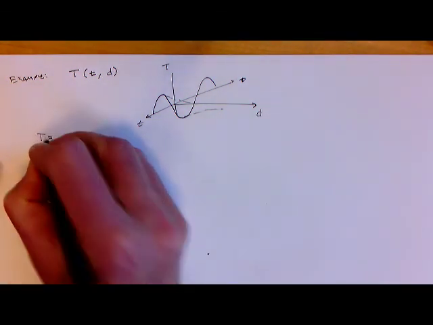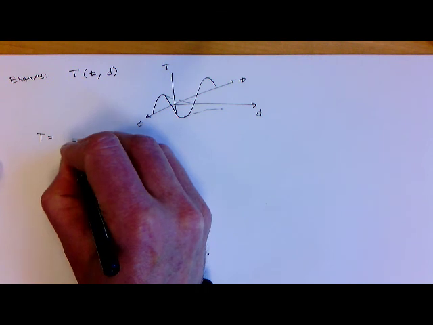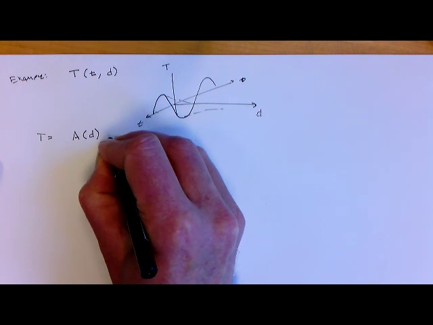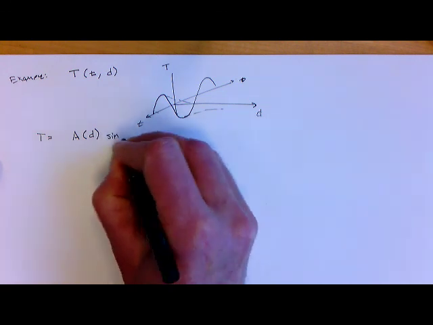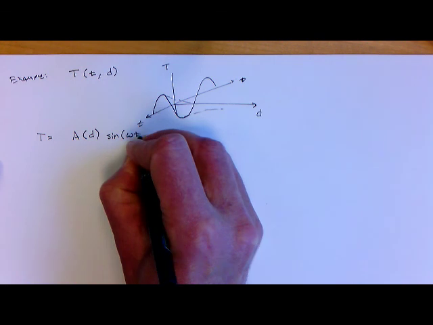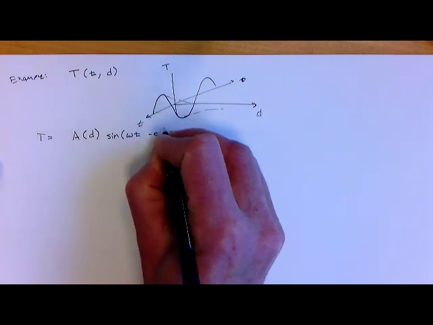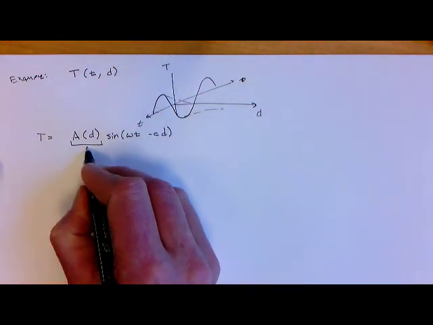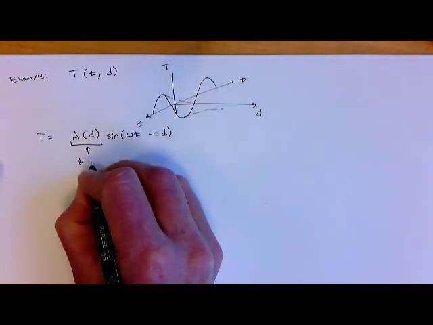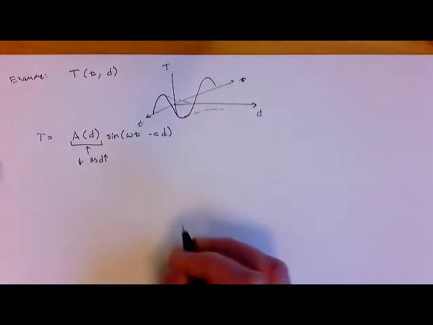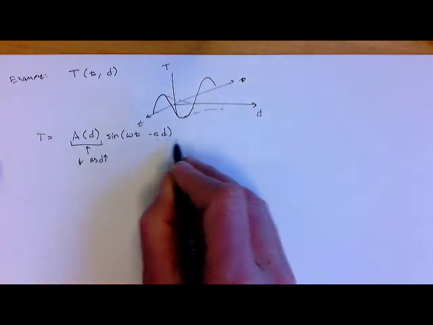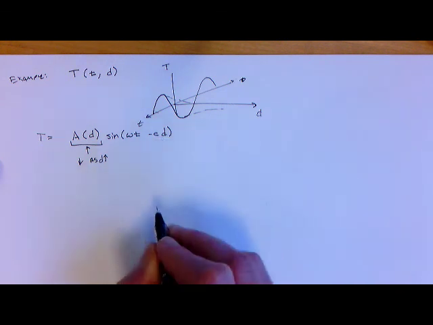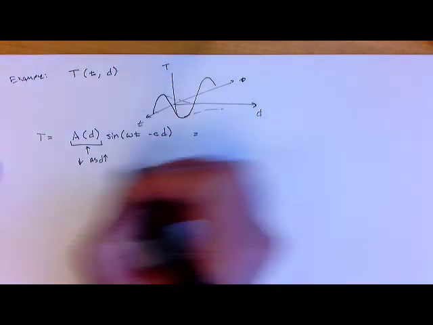So I'm going to propose a function that says my temperature is an amplitude that depends on depth, right, times a sinusoid, so times the sine of omega times t minus some constant times depth, right? And so what this is going to do is the amplitude is going to get smaller as d increases, and obviously the sinusoid is just a sinusoid, but it has a phase that depends on how deep I am, okay?